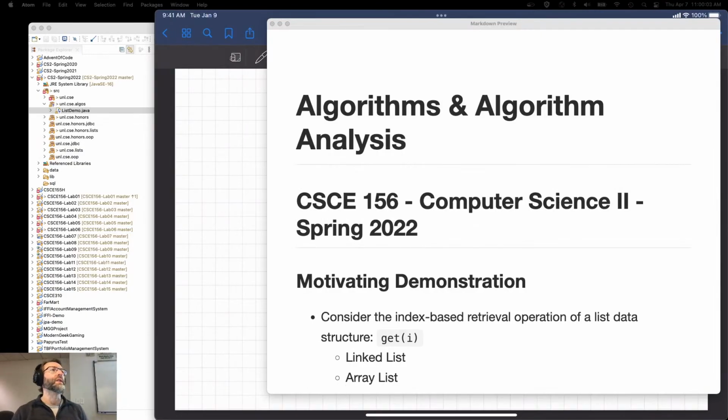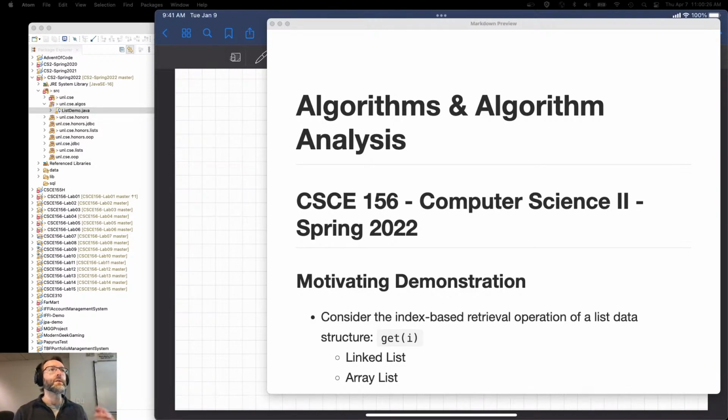We're going to start on the next module today, which is algorithms and algorithm analysis, which is a little bit more theoretical than we've been doing up to this point. So there's going to be an introduction to a little bit more math than usual. But we've already given motivating demonstrations of this throughout our development of the list-based data structures.